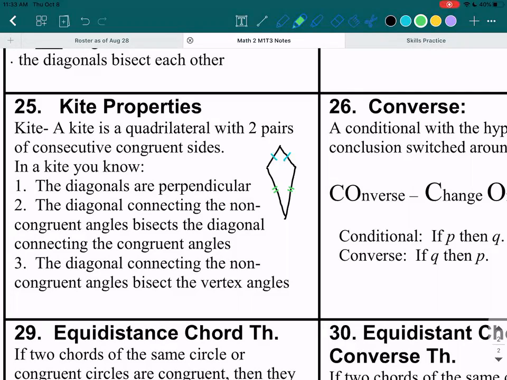Okay, so about a kite, the diagonals are perpendicular, so let me draw in the diagonals. I'll do them in yellow. Here are our diagonals, and they are perpendicular, so they make 90 degrees.